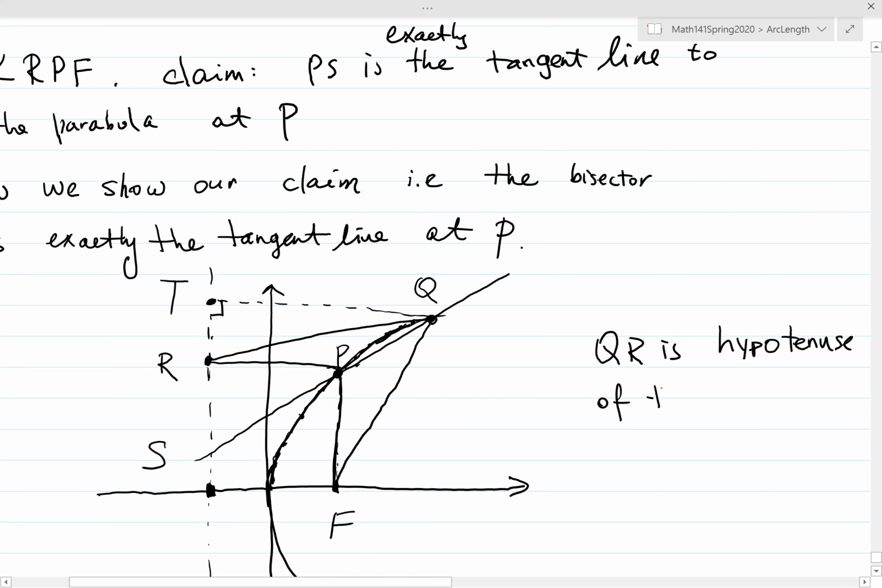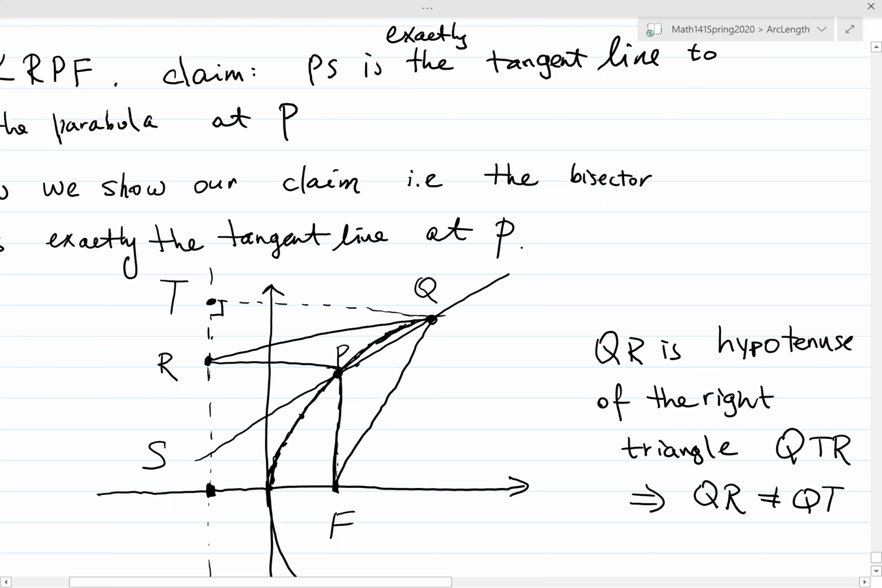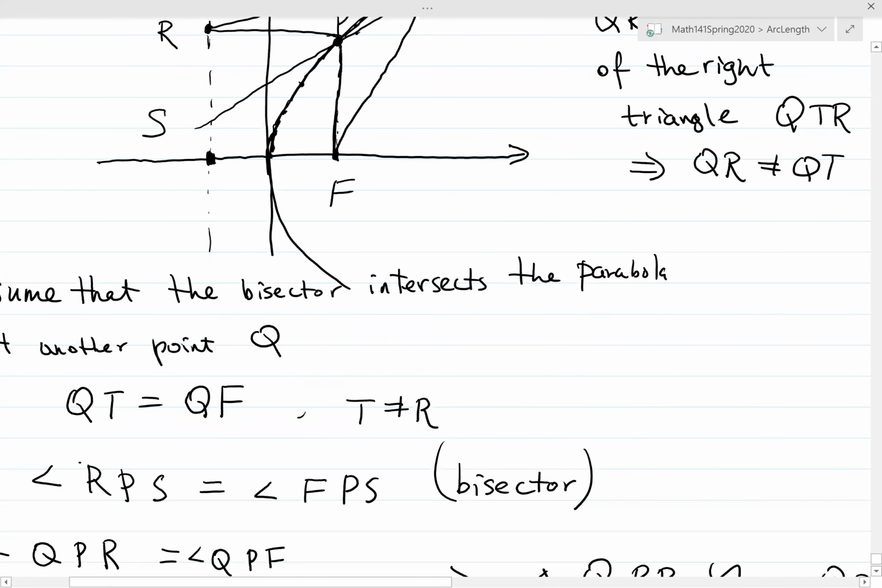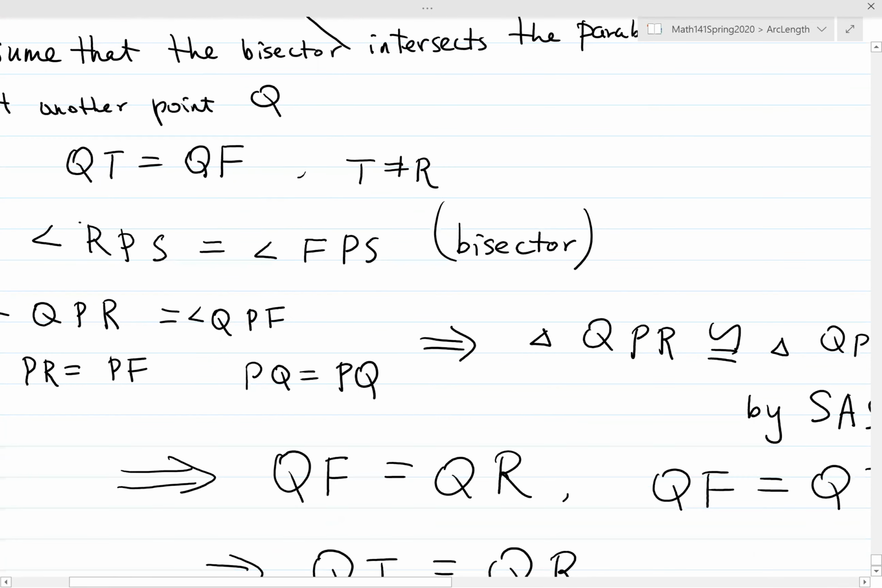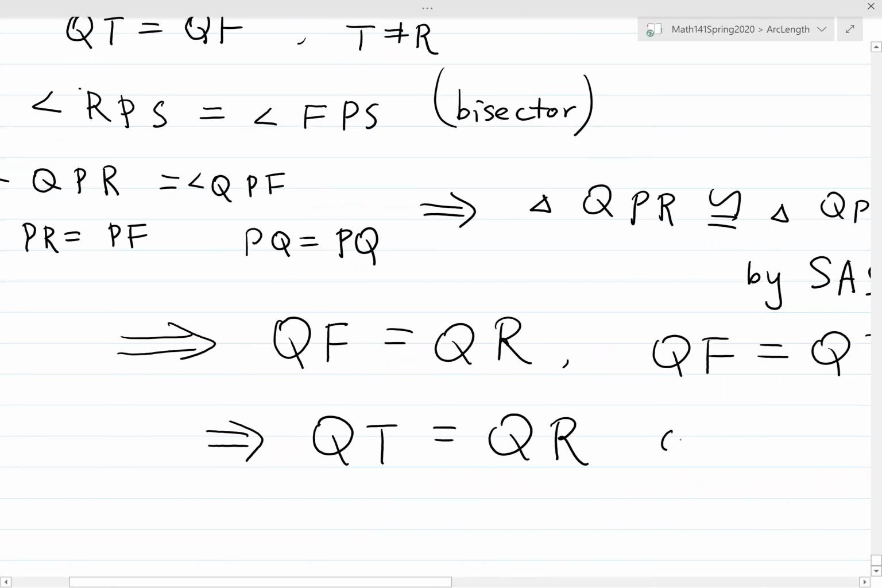Hypotenuse of the right triangle, right triangle QTR. So which means QR is not equal to QT. However, we assumed by contradiction that the bisector intersects at two points, and then we get a contradiction. So this is a contradiction. The contradiction shows that it's not possible that Q is another point different than P.